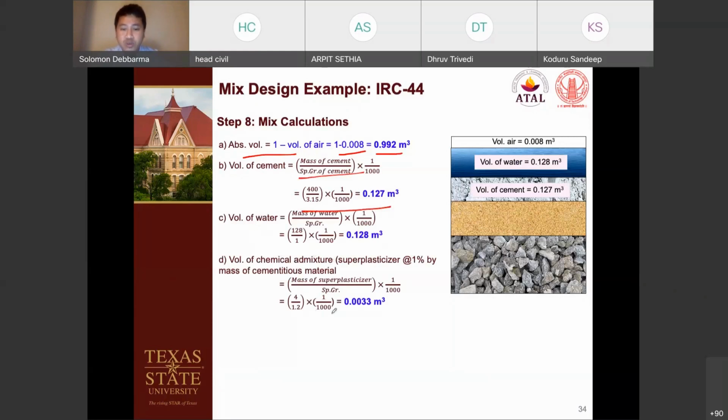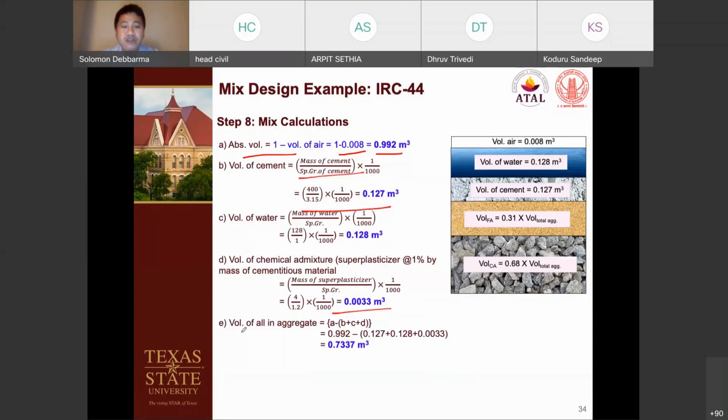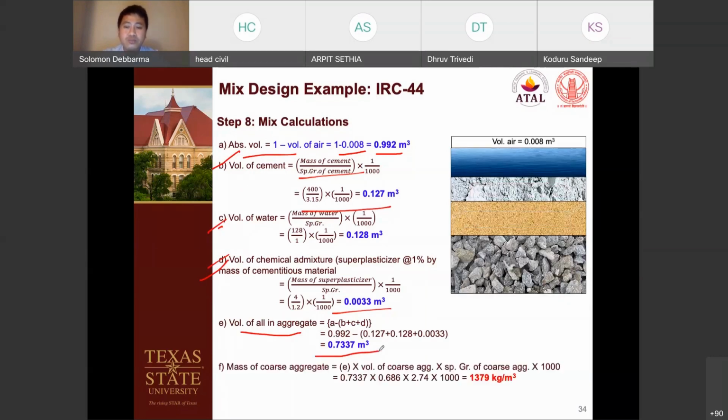So it comes to be 0.0033 meter cube, and then finally we can calculate the volume of all-in aggregate. So this will be A. A is the absolute volume subtracted by the summation of B plus C plus D, which means the volume of cement, the volume of water, and the volume of chemical admixtures used in the PQC mix. So we get the volume of all-in aggregate as 0.3737 meter cube.